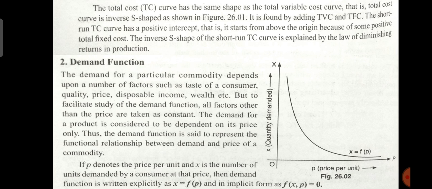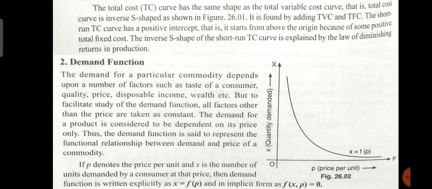So what is the demand function? If P denotes the price per unit and X is the number of units demanded by a consumer at that price, then the demand function is X = f(P), that is, f(X, P) = 0. So that is the demand function.